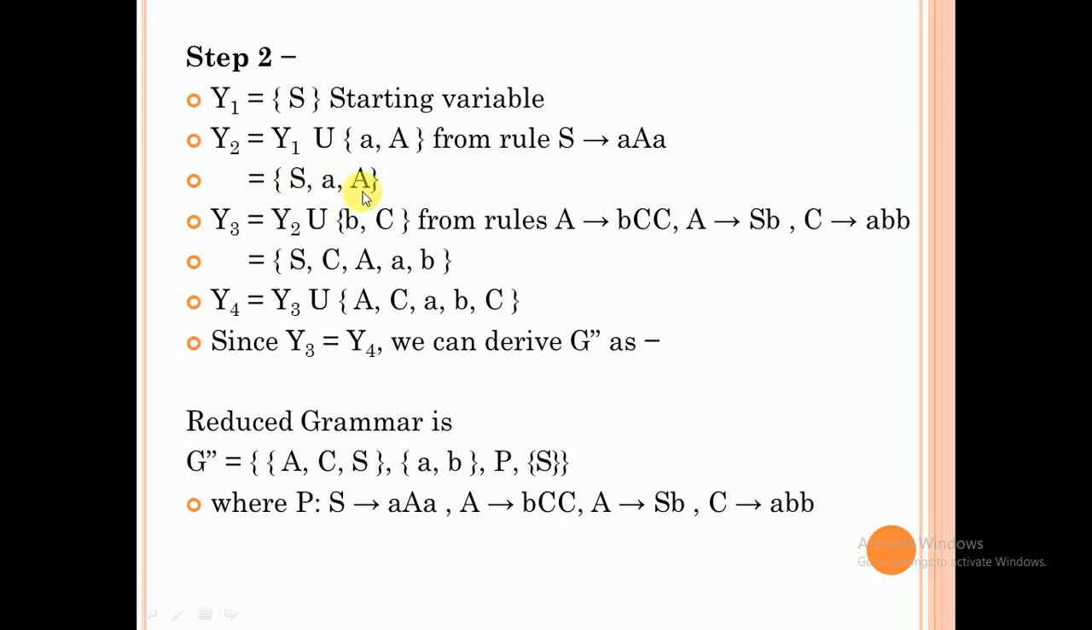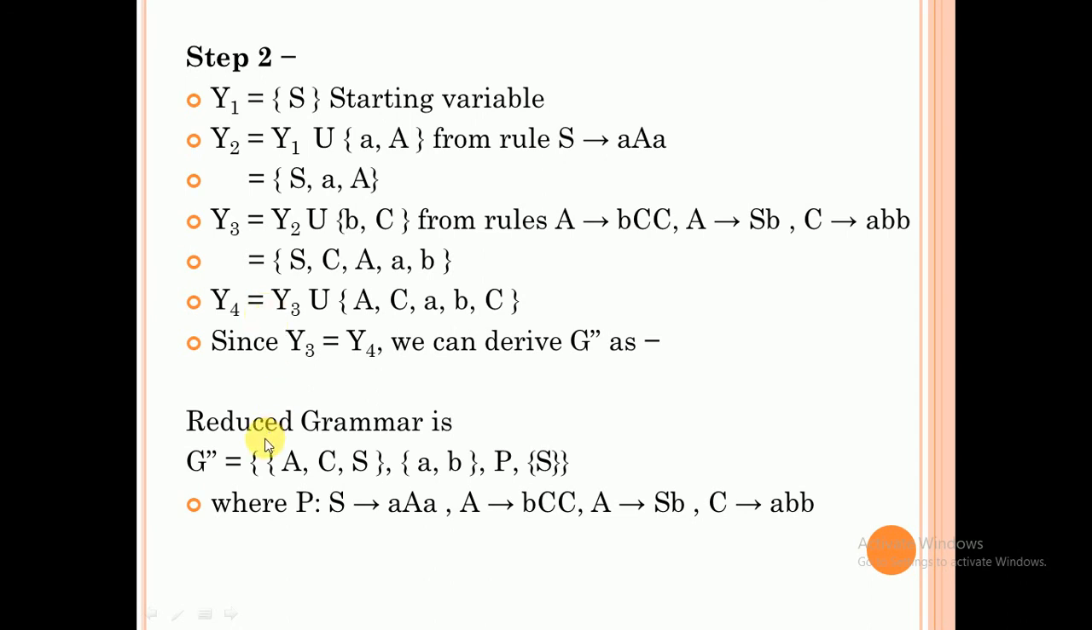So here you are getting the right hand side of A is small b capital C, small b capital C, and in y2 S is already there. So you don't need to check for S. Again capital C, small a, small b. So again you will make this set. Again this process will continue until you get y4 equal to y3. So the moment you get two equivalent sets, you will stop there.